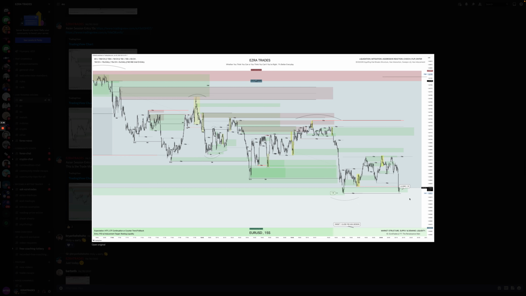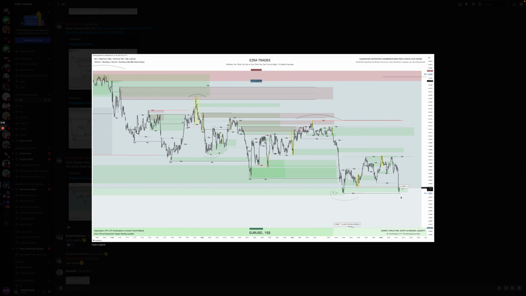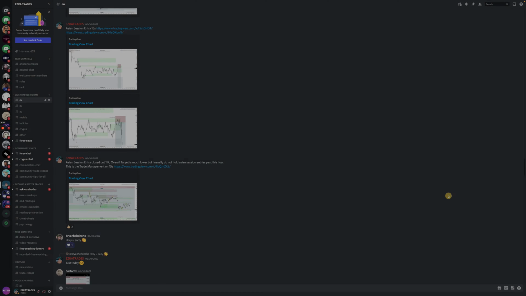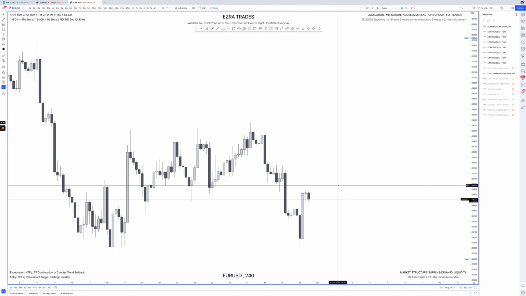Overall, I was looking for 14R and lower, but at 8 p.m. is when I closed my trades. And this was 12 minutes after that, it looks like. So let's get into the actual markups.